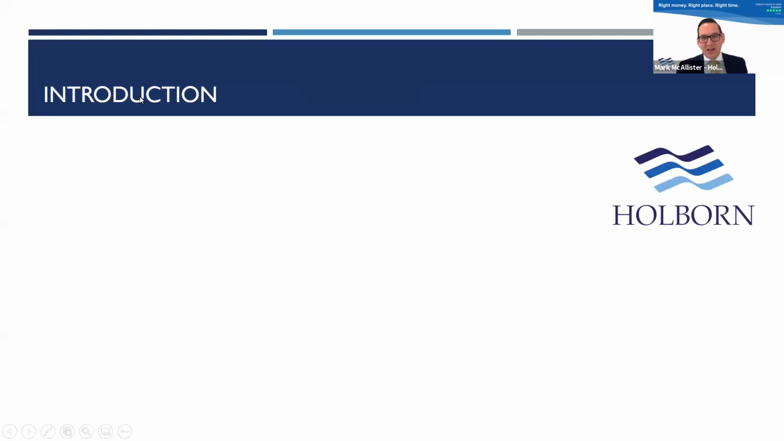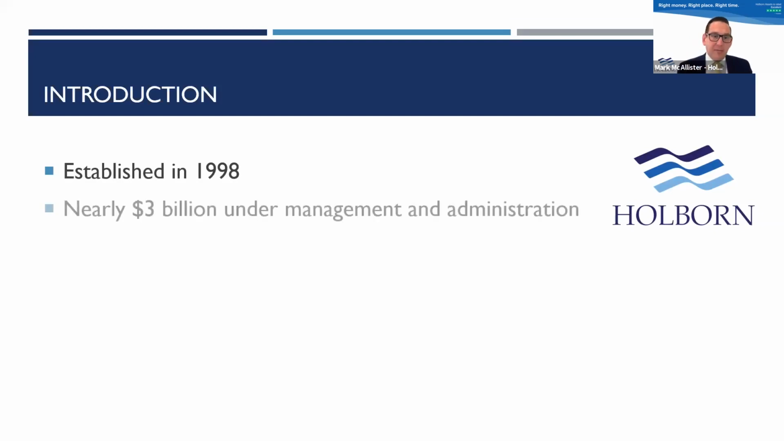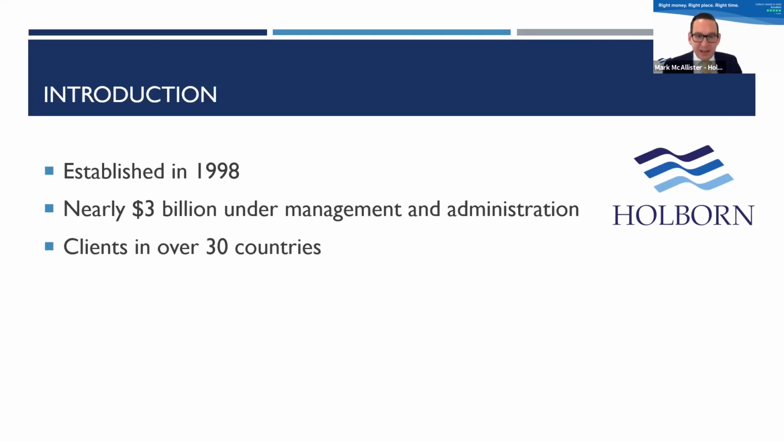So to give you some background about our company, by way of introduction for those who don't know us, Holborn Assets is the second largest independently owned financial advisory business globally. We've been around since 1998. And we manage and administrate nearly $3 billion in liquid funds for nearly 20,000 clients globally in about 30 different countries, from offices in 11 different locations around the world.